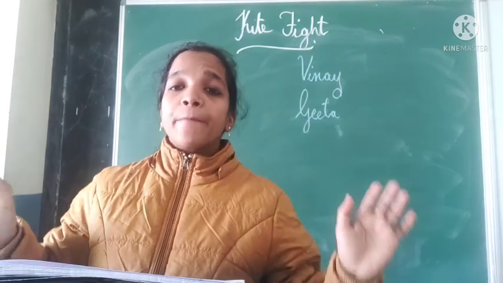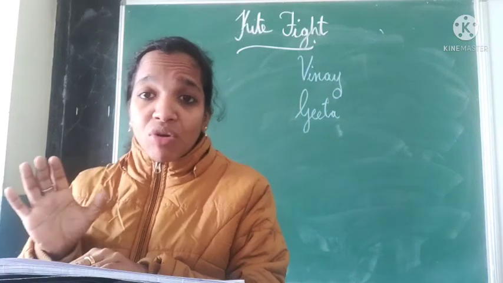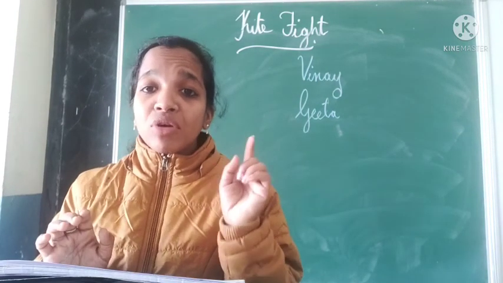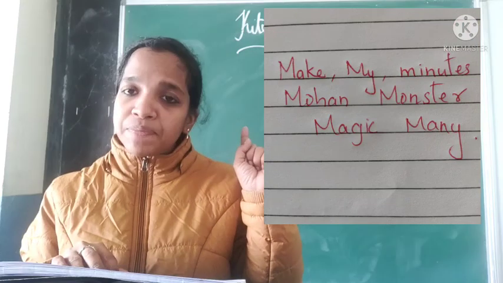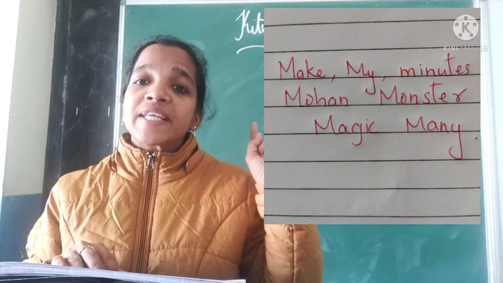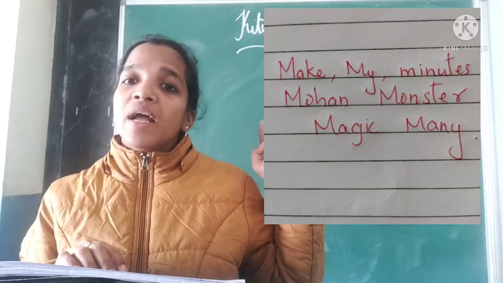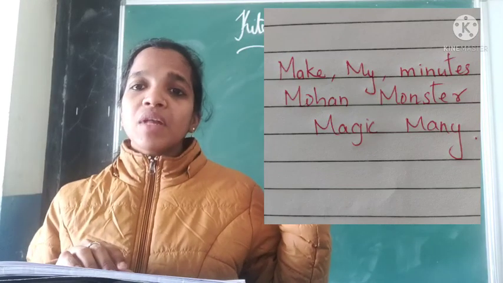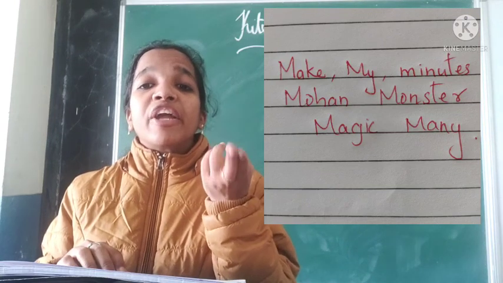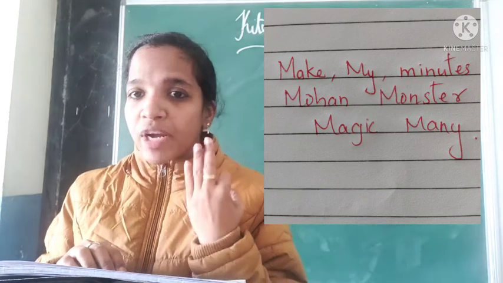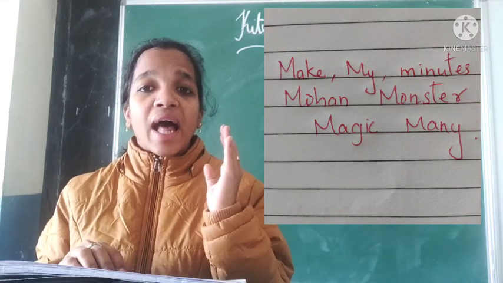And look at the next one. Put the following into alphabetical order. What do you have to do? We have to write in alphabetical order. You have to look at the first letter and second letter. Here, all the first letters are M. And sometimes the second letter is also the same. Then you have to look at the second letter. If the second letters are also the same, you have to look at the third letter. With that, you have to arrange these words in alphabetical order.